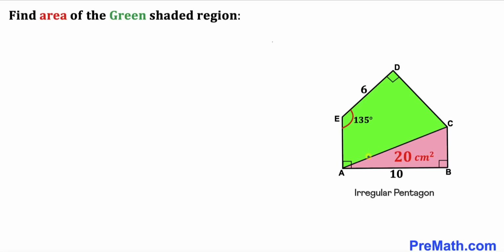And the interior angles of this polygon, this one is 90 degrees, this one is 90 degrees, this one is 90 degrees as well, and this angle is 135 degrees. And now our task is to calculate the area of this green shaded region. And keep in mind that this five-sided polygon is also called an irregular pentagon.